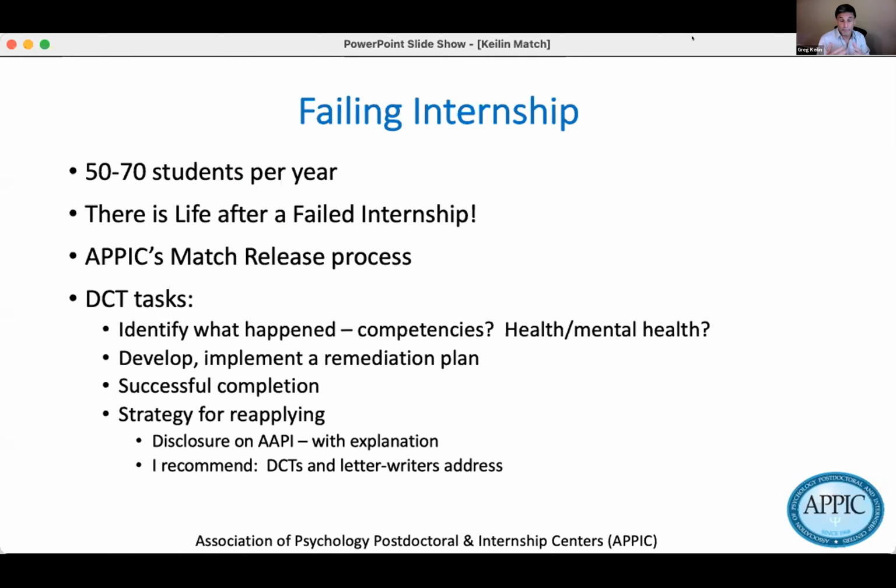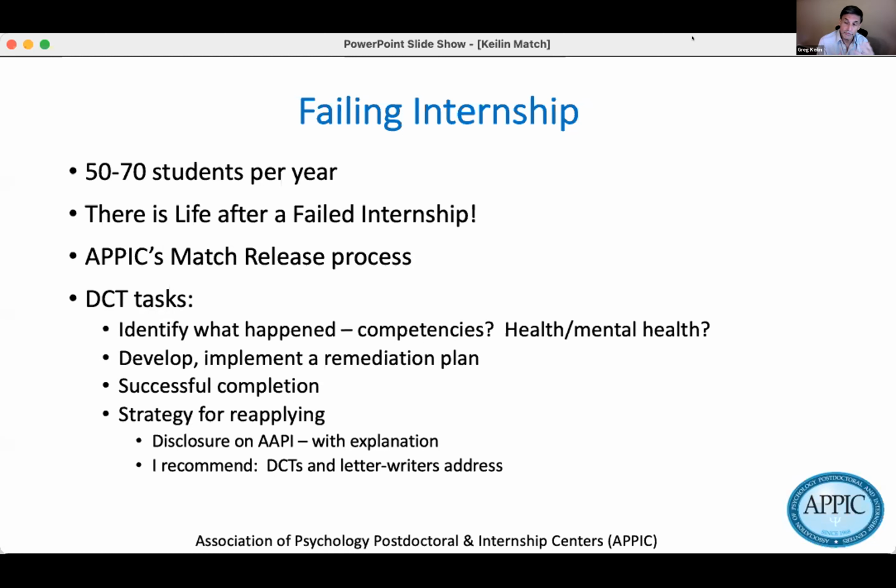As the person who until recently handled all of these for APPIC, I can tell you that the vast majority of students who go through this are able to pick up the pieces, they reapply, and they are successful. But let me talk a little bit more about some of the nuts and bolts.